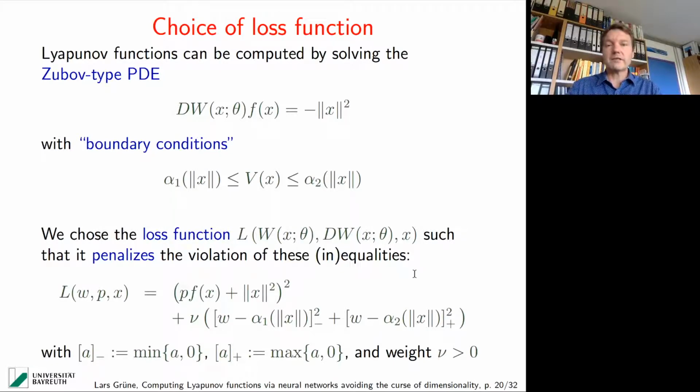Okay, the loss function now penalizes the violation of this inequality. So this is the first inequality here, right? This is the second inequality, this one here, and this is an equality, so this is why we take the whole term. This is an inequality, this is why we only take the negative part of this expression here, right? So it's defined down here. And this is an inequality in the other direction, so we only take the positive part of this difference here, right? And mu is a weight which weighs the importance of these boundary conditions and the orbital derivative.